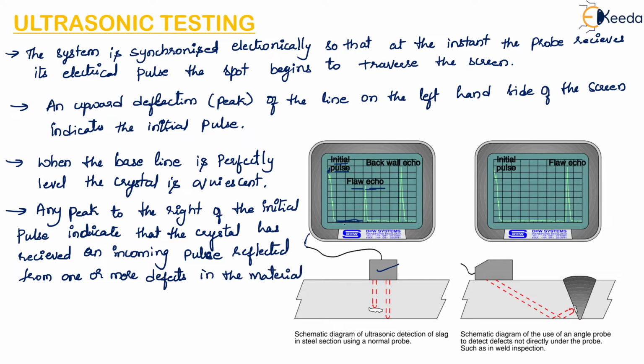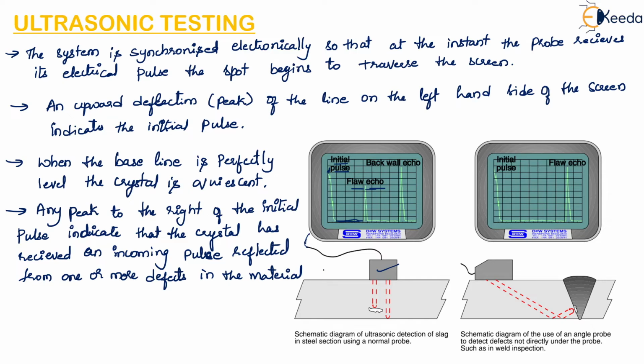So here there is the flaw echo. Since this spot moves at a very even speed across the tube face, and the pulse of ultrasound waves moves at very even velocity through the material, we can calibrate these horizontal lines into absolute measurements.